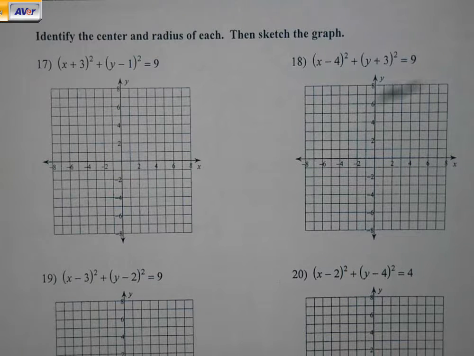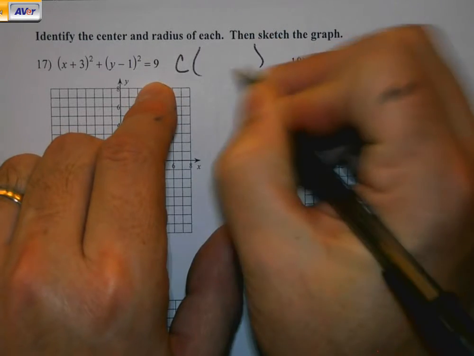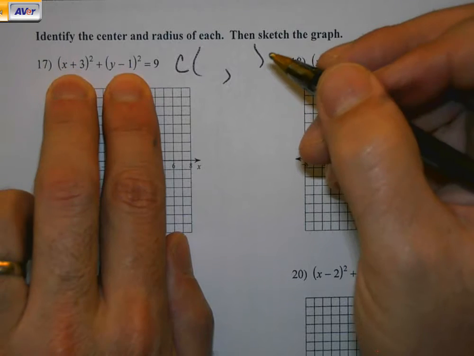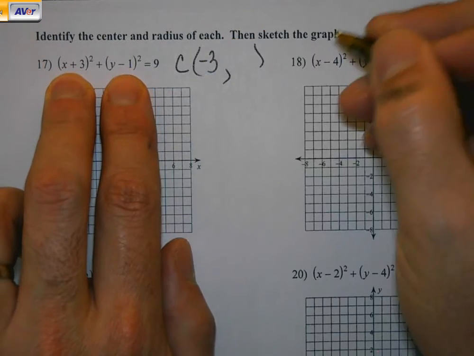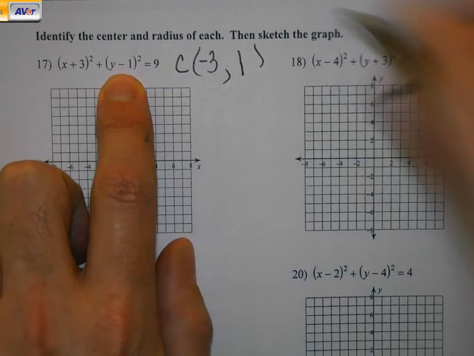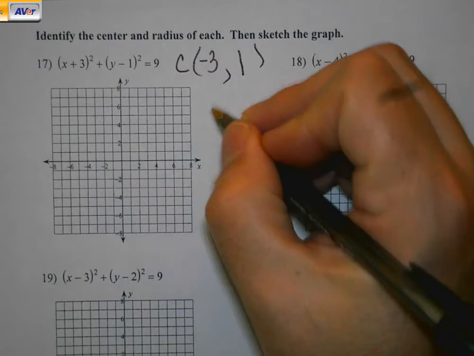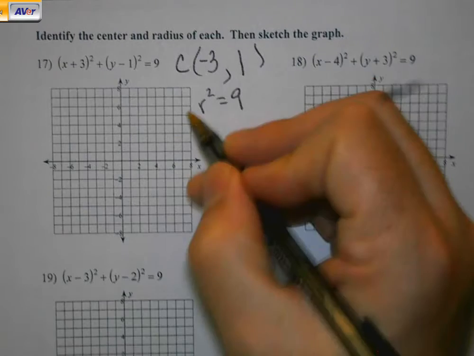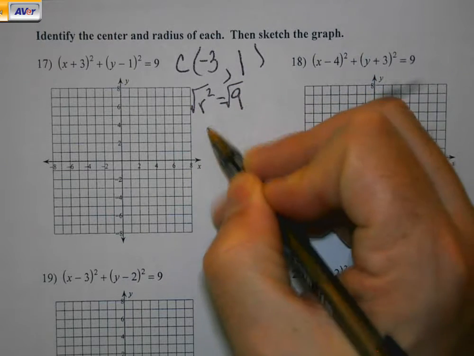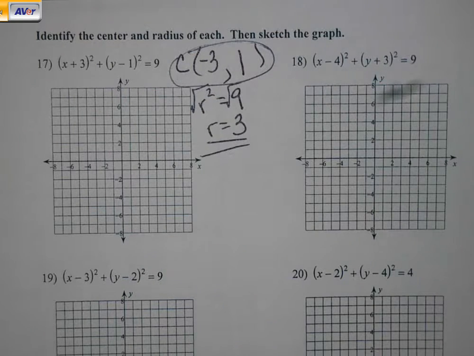So, okay, 17. Identify the center and radius of each. Sketch the graph. My center is found, again, remember, these are opposites of what the actual center values are. So switch the value on your 3. Switch the value on your -1. And this number is the radius squared. So that is not my radius. I need to take the square root of it.